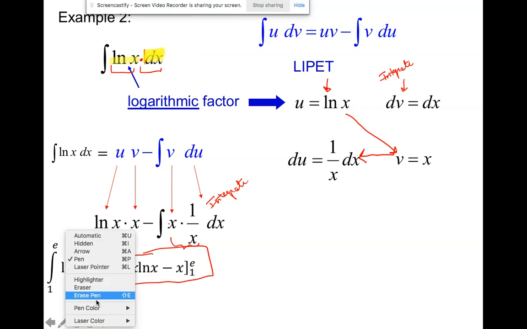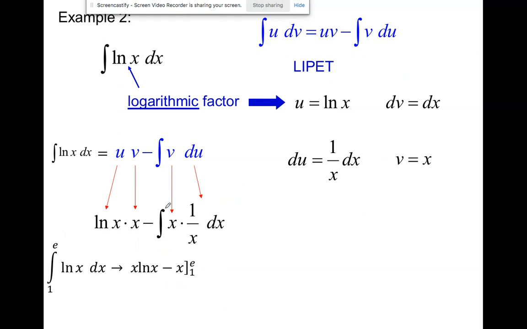What if this had been, instead of an indefinite integral, this had been definite? Right? So instead of the plus c, what if this had been a 1 and an e here? I would still do my integration by parts work, and I would still use the second fundamental theorem. But you'd have to plug in e everywhere, even to the part that wasn't integrated, right? It is equal to the integral of ln x.